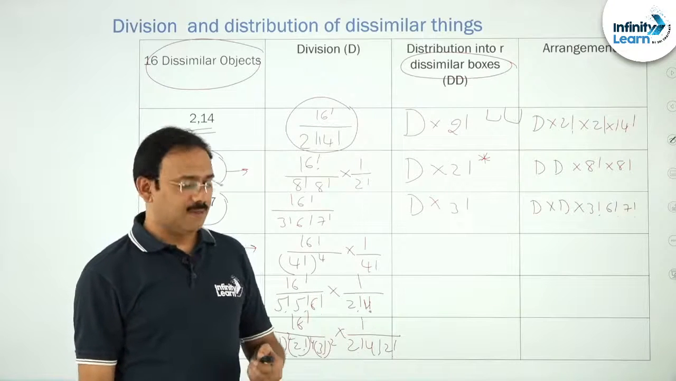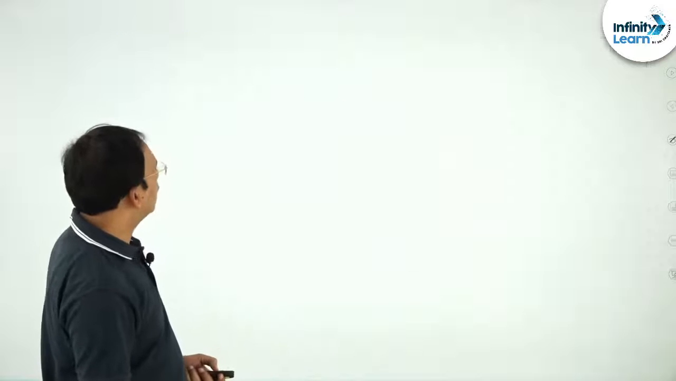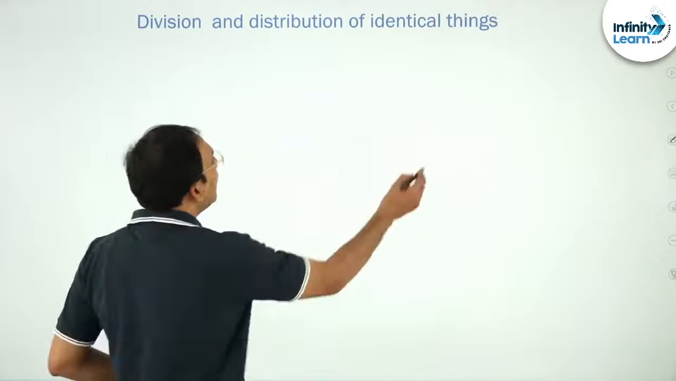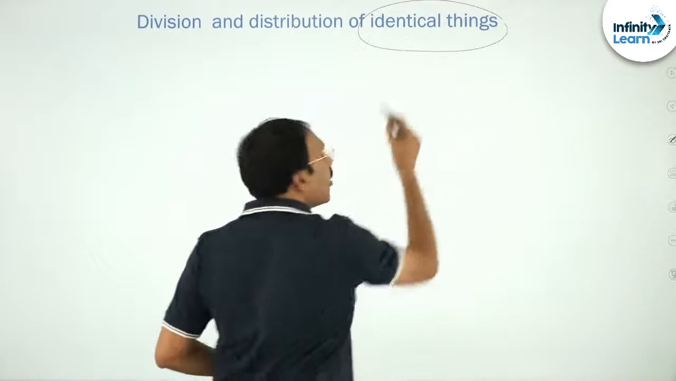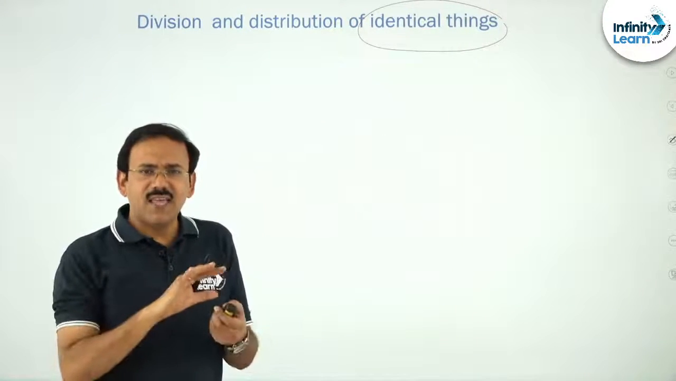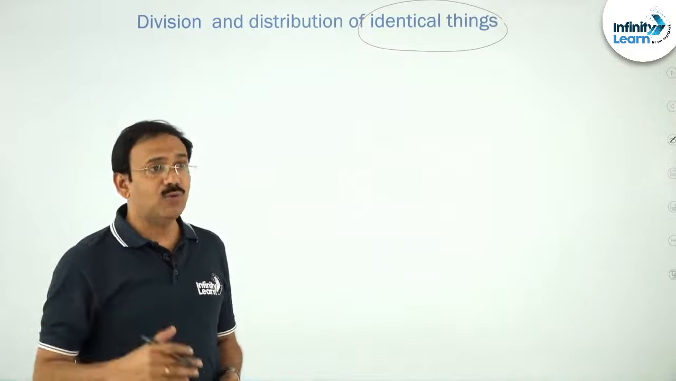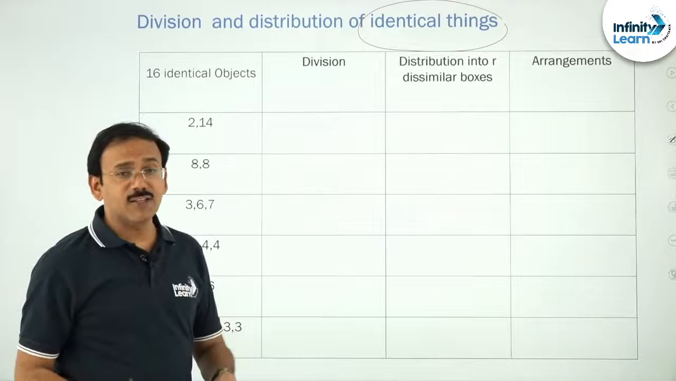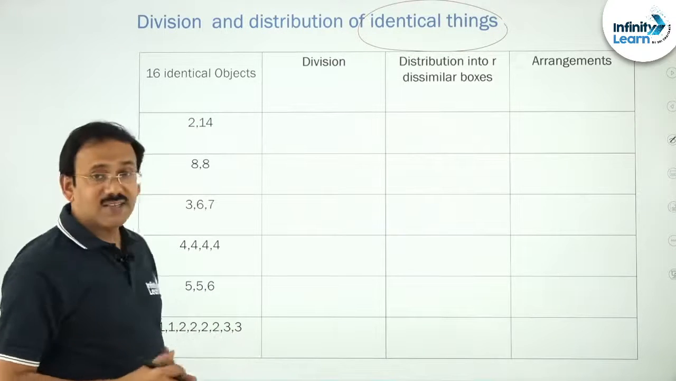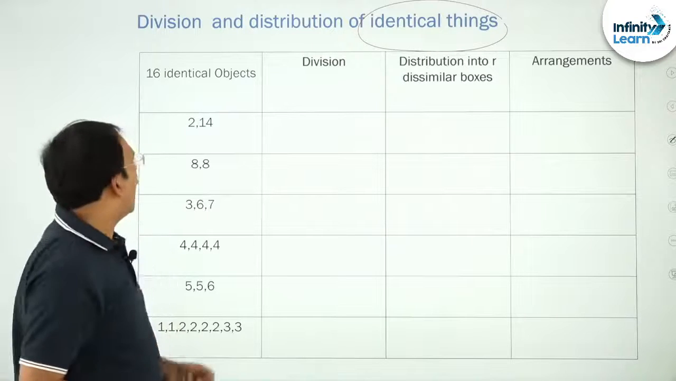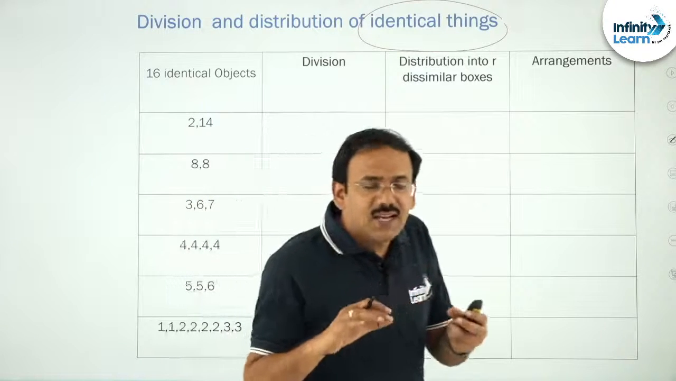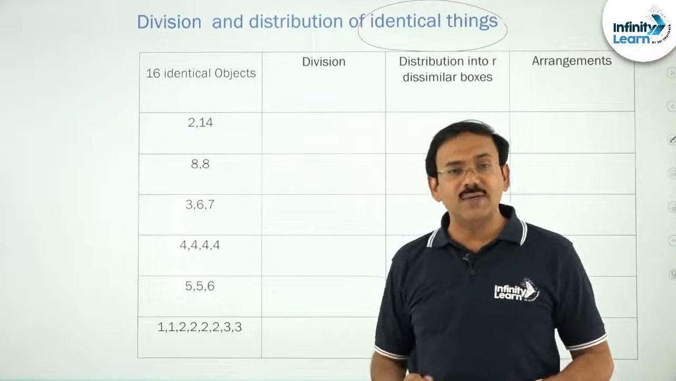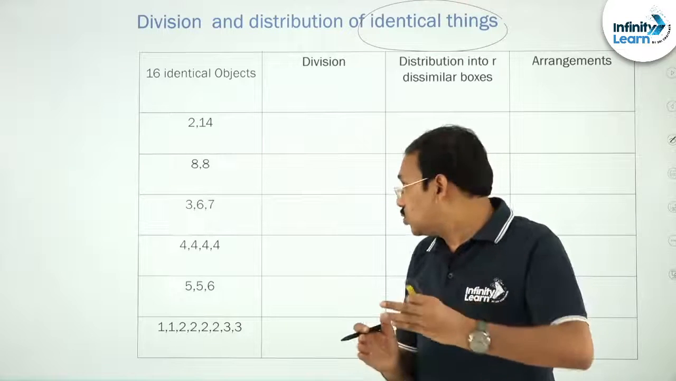Now, yeah. The next one, dear friends, division and distribution of identical things. The objects are quite identical, same items. Now, how to divide and distribute? You see, friends, let me take this table. Here also of the same kind, but just a conceptual point. You are having 16 identical objects, all are identical. In how many ways you can divide them into 2 groups of 2 and 14?